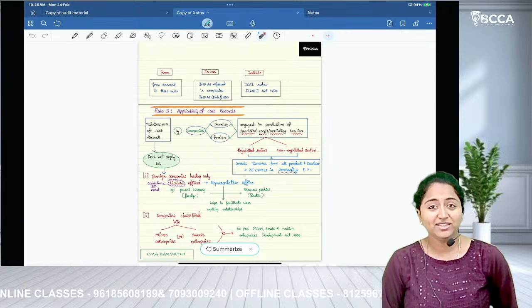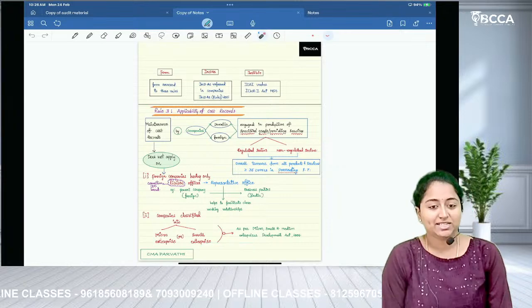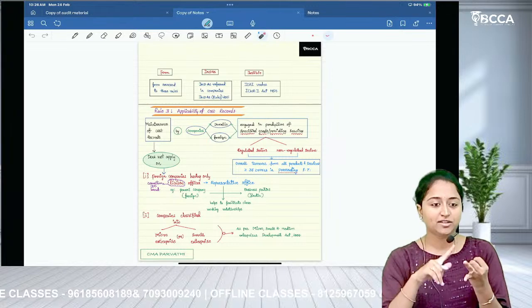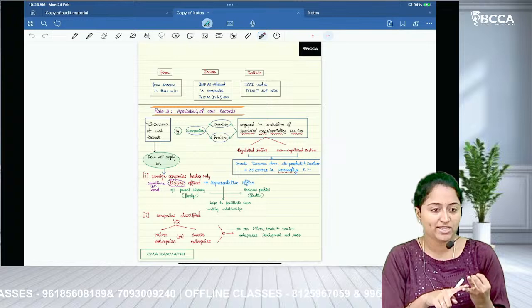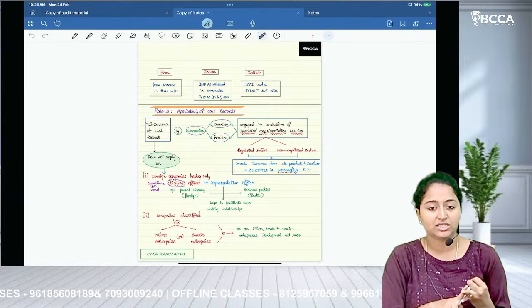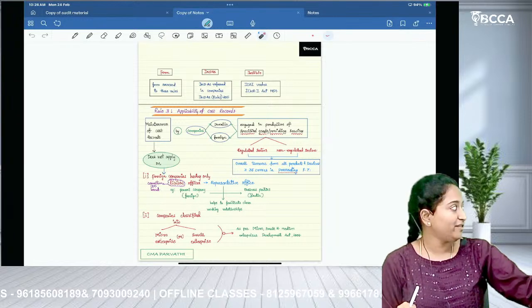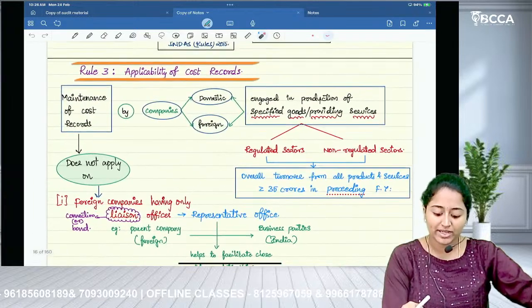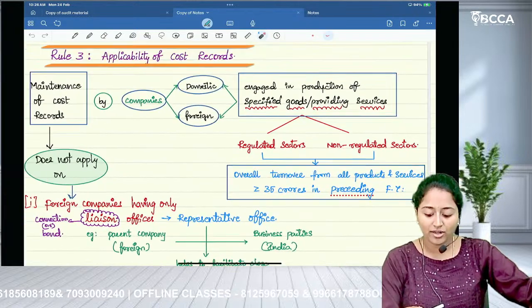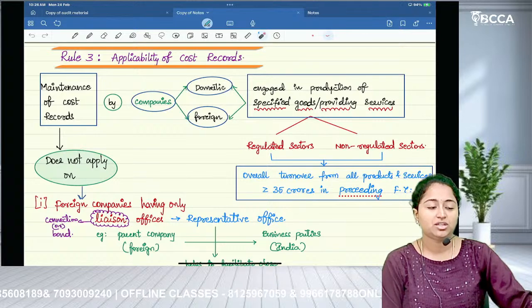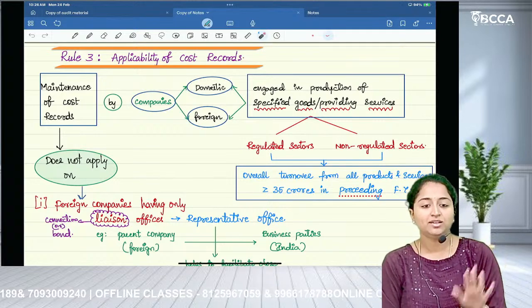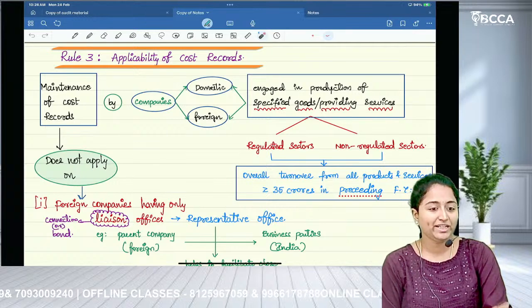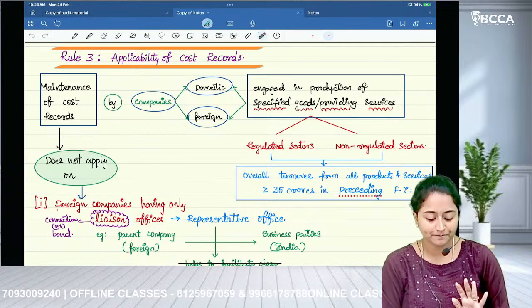Now, in this regulated and non-regulated sectors table, we have seen products and services, isn't it? If any company is into production of these products or providing of these services, and in its immediate preceding financial year, if its turnover is more than or equal to 35 crores only from these products and services, then those kind of industries have to maintain cost records. Clear?